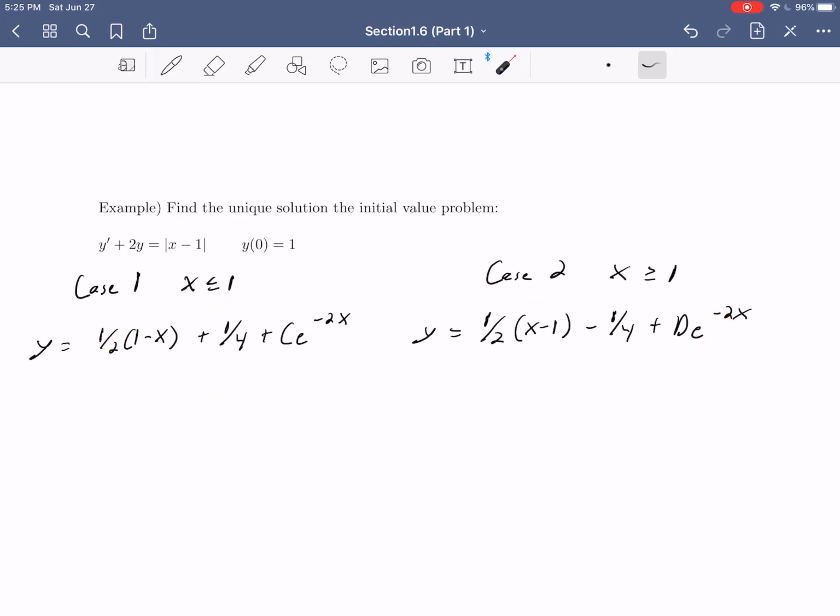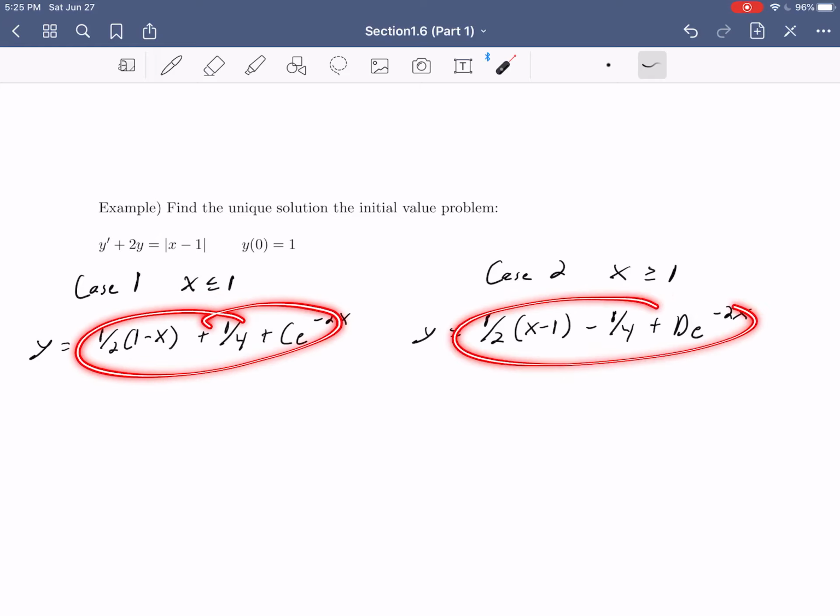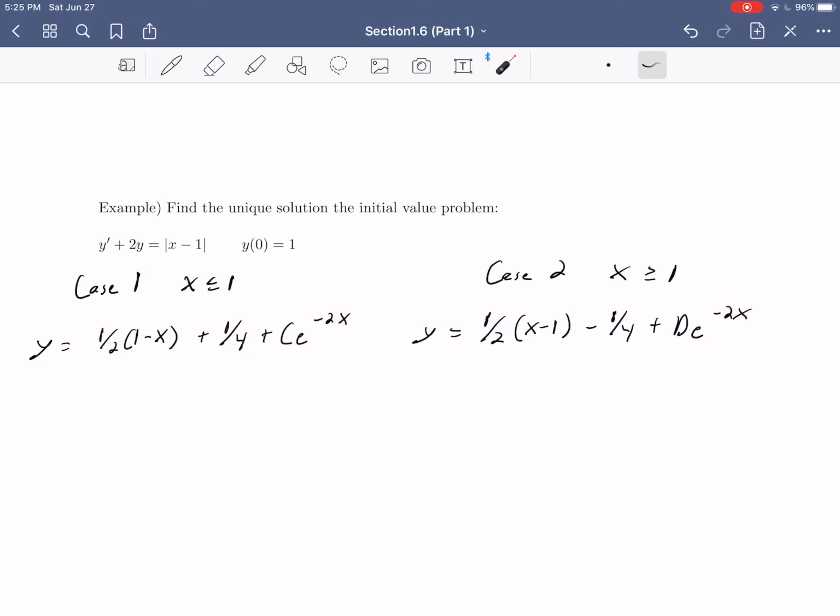So what we would say is, if we really wanted to, we could solve for this d constant in terms of c by plugging in the moment where we switch, x equals 1, plug it in here, and then set the two equations equal to each other and solve for d in terms of c.